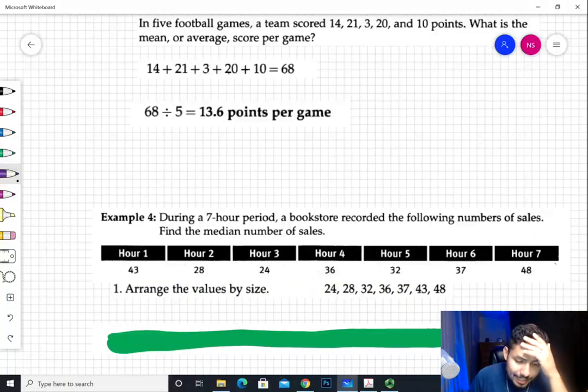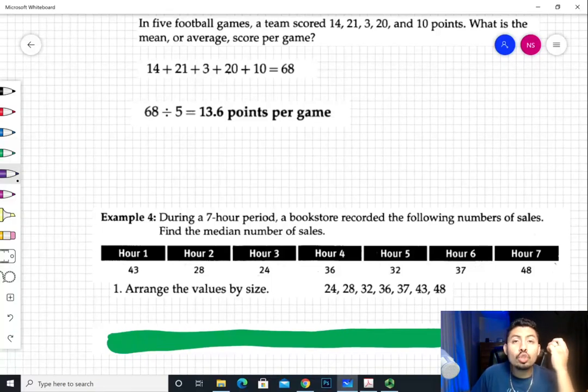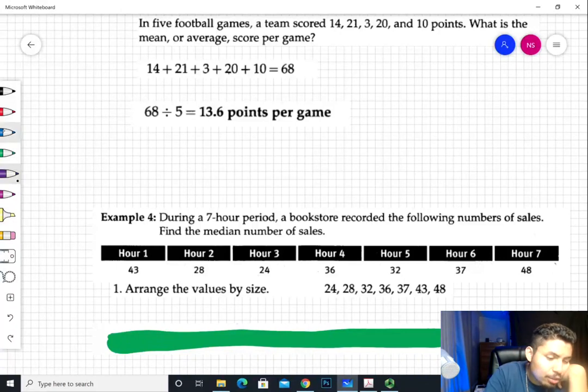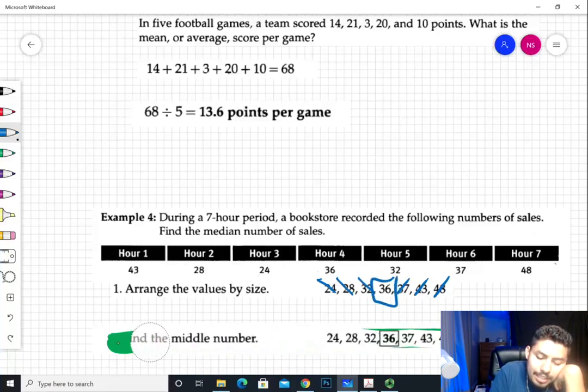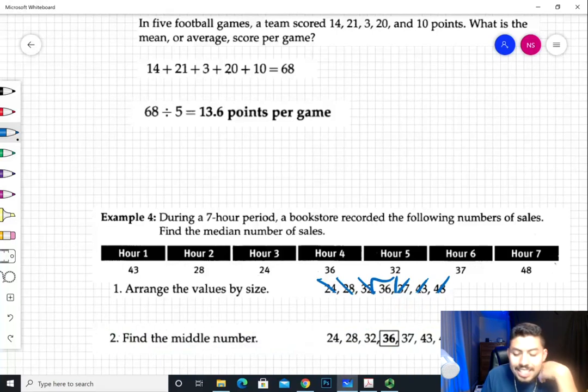Arrange the values by size. 24 is the lowest, then it's 28, then it's 32, then it's 36, then it's 37, 43, 48. And then you choose the middle number. How do you do that? This is a good little technique here. Start on each end and work your way in. And what number do I see? The number that I see is, boom, 36.